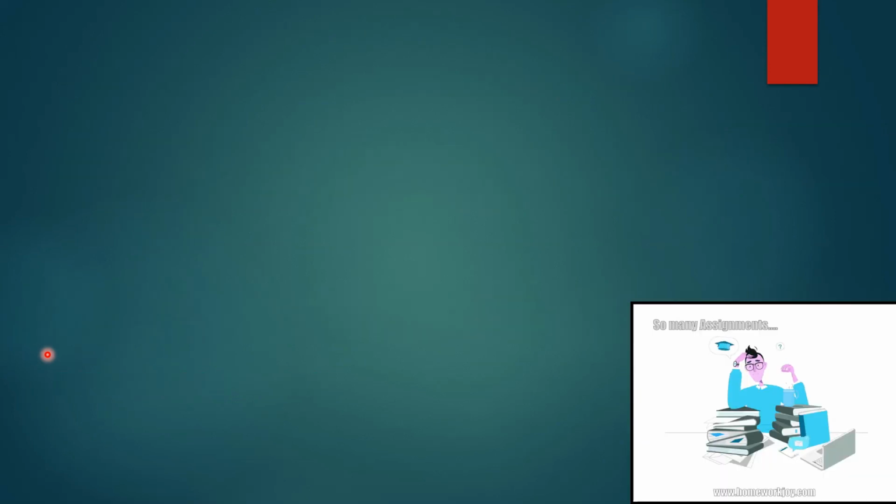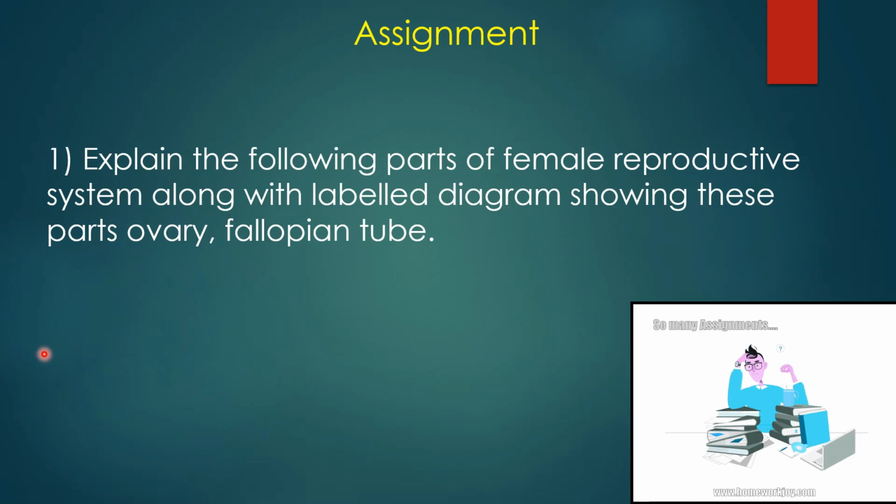Let's take your assignment. Your assignment is you will explain the following parts of the female reproductive system along with the labeled diagram showing the parts ovary and fallopian tube. In this, you are only going to show and write down the notes of ovary and the fallopian tube.